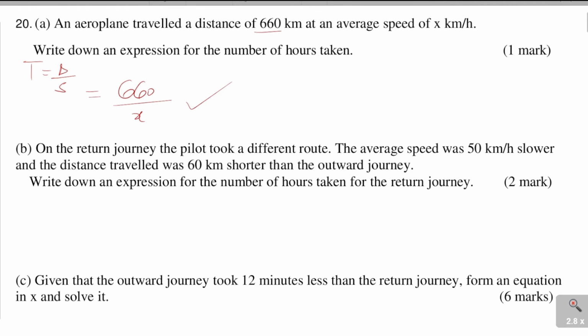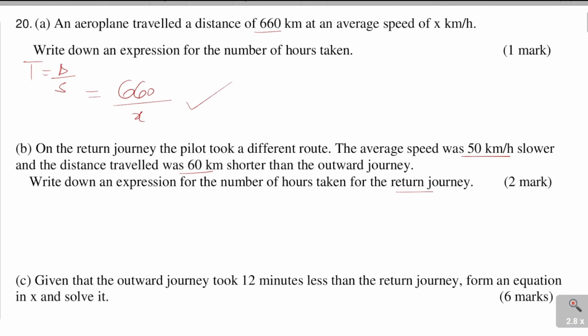Part B. On the return journey, the pilot took a different route. The average speed was 50 kilometers slower, and the distance traveled was 60 kilometers shorter than the outward journey. Write down an expression for the number of hours taken for the return journey. So you're given that the average speed was 50 kilometers per hour slower, and the distance was also 60 kilometers shorter than the outward journey. To give the number of hours for the return journey, still that one is time. So the distance will have reduced by 60.